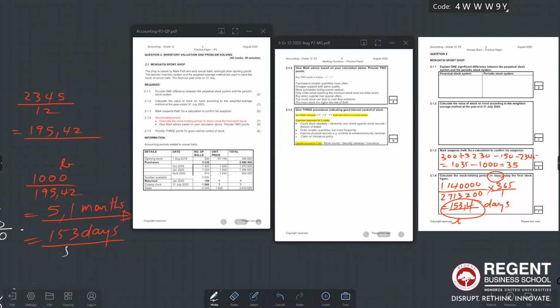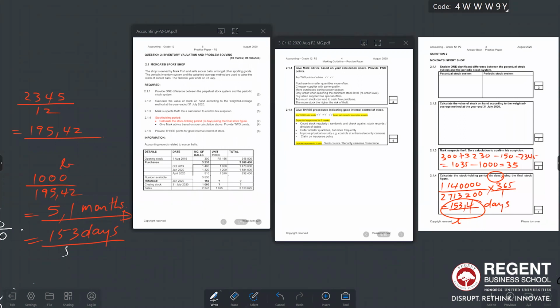Then they've got the point that you only order when reaching the minimum stock level. So maybe you'll say, okay, we've already got 1,000. That's too many. What you need to do, maybe when you come down to 50 soccer balls, then place an order for more soccer balls. Now they gave you 4 marks. They just wanted you to give 2 points. There are so many points that you can think about. You could put these things down as your possible answer.